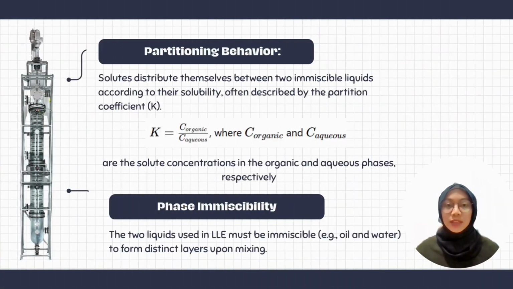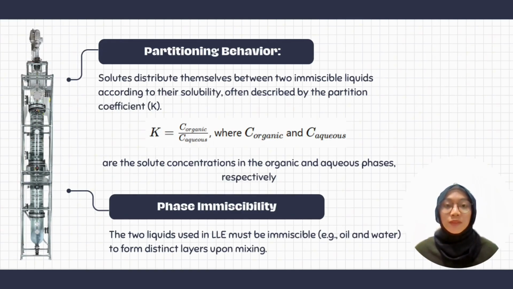So, what are the key principles of liquid extraction? The first one is partitioning behavior. The solids will distribute themselves between two immiscible liquids according to their solubility. It is often described by the partition coefficient, where K is equal to C organic over C aqueous. C organic and C aqueous are the solid concentrations in the organic and aqueous phases.